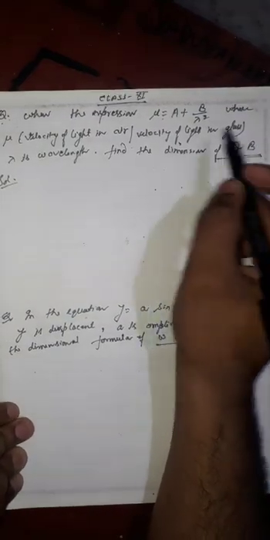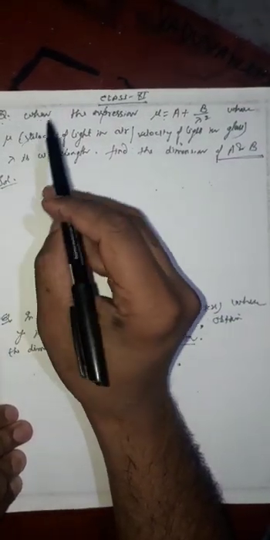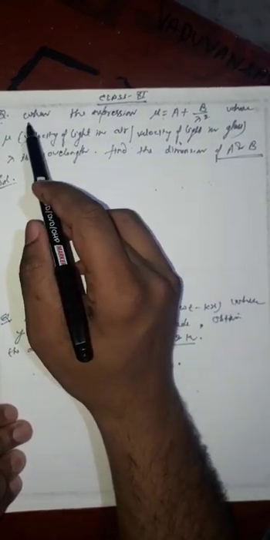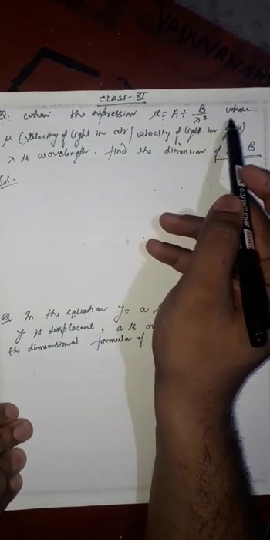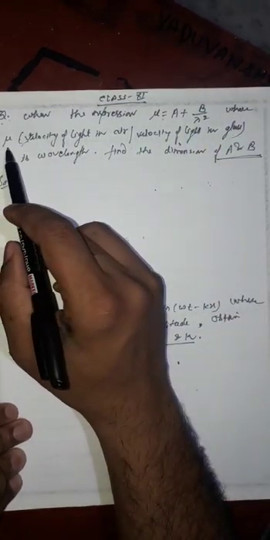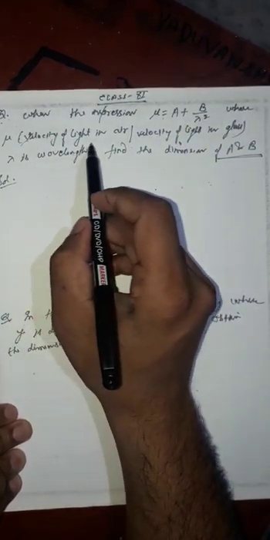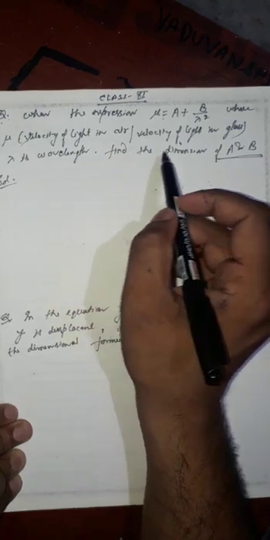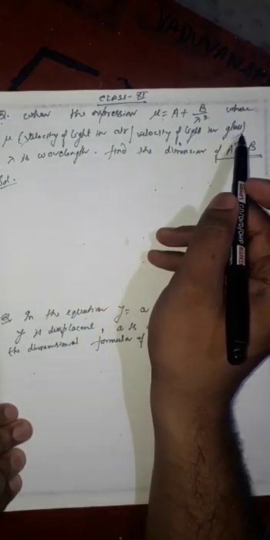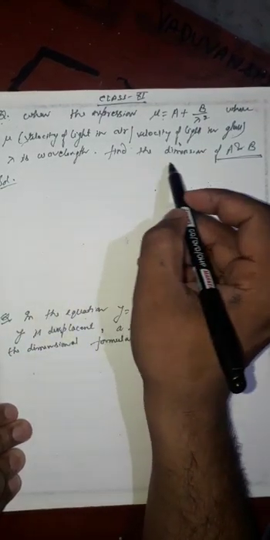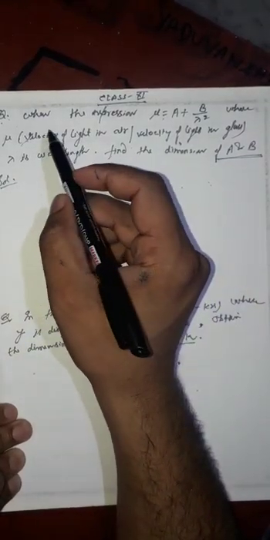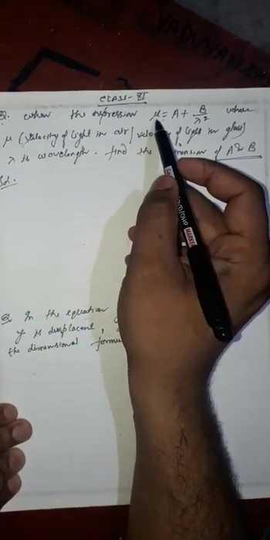Now we will start the numerical part. Given the expression mu is equal to a plus b upon lambda square, where mu is the velocity of light in air with respect to the velocity of light in glass, and lambda is the wavelength, find the dimensions of a and b. So dear students, first of all you have to know the dimension of mu.